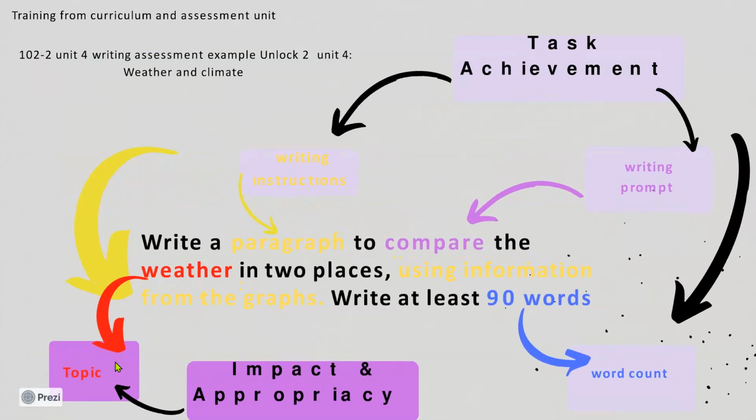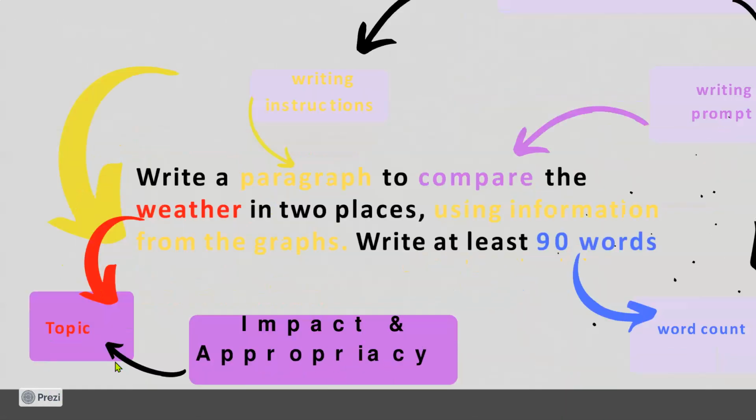Here is an assessment question. It has come from Unit 4 from track 102-2, and it's the weather and climate from Unlock 2. And the question is, write a paragraph to compare the weather in two places using information from the graphs. Write at least 90 words. So let's see if we can match up the impact on appropriacy and task achievement to just a question so that we can understand how that's been organised.